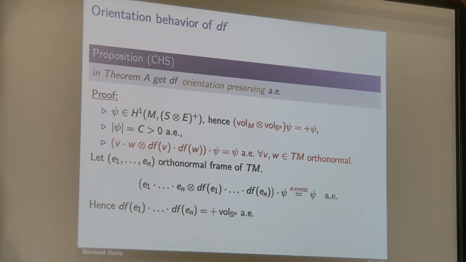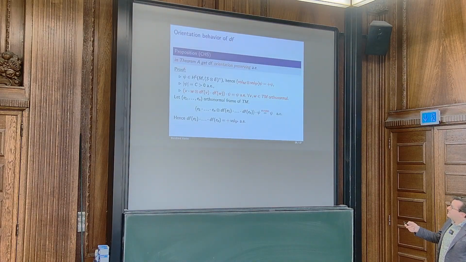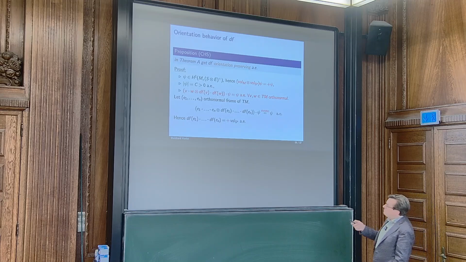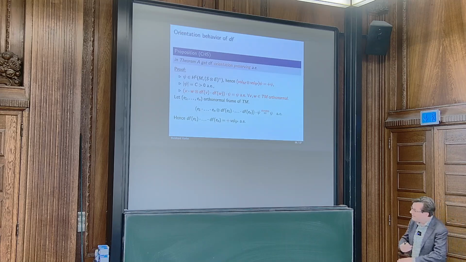And since psi lives in the positive part of S tensor E, we know that the volume element of M tensor the volume element of the sphere acts as plus the identity. This is this plus here. We already knew that psi is non-zero almost everywhere, and we have this condition, so the action of the tensor product, or the Clifford product, of two orthonormal vectors.